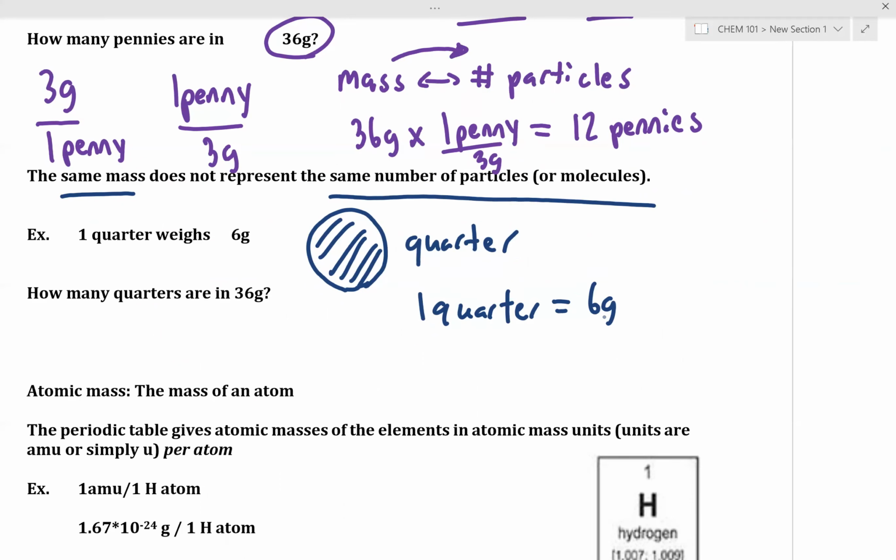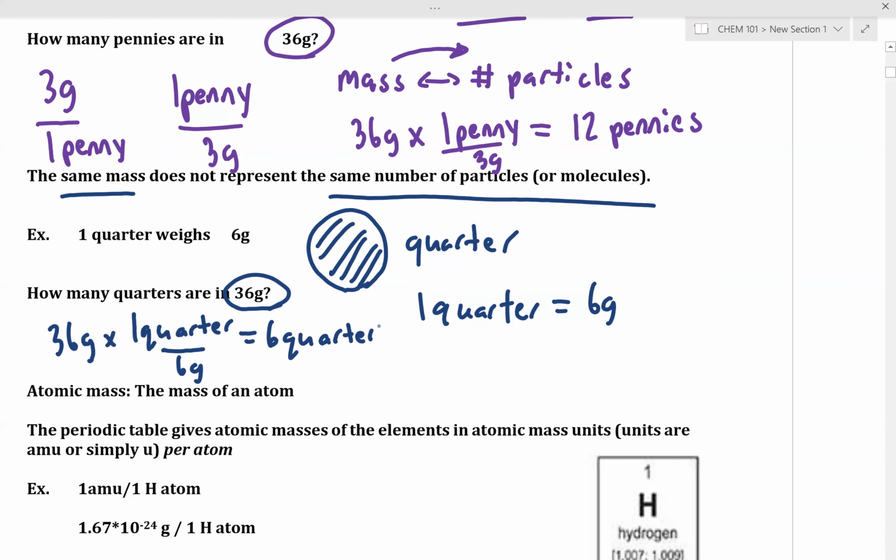So then, if we look at the same 36 grams, if we're looking at 36 grams of quarters, can we figure out how many quarters we have in this mass? Yes. We take 36 grams, and we know that in 1 quarter we have a total of 6 grams. So 36 over 6 gives us 6 quarters.